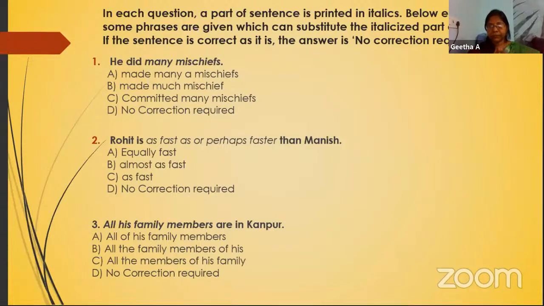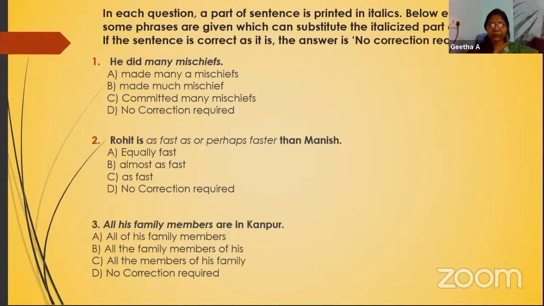C or D is what, as fast as Manish. Okay, right. Good that you people are responding quite well. Great answers I'm getting. Good. Superb. Okay, so we will just move on to the next one.